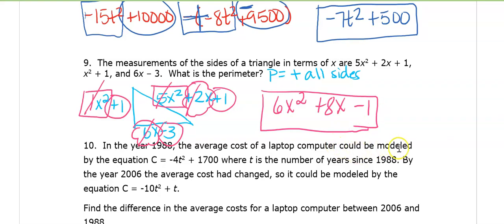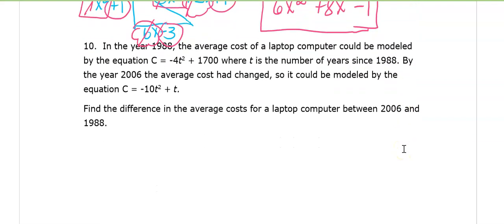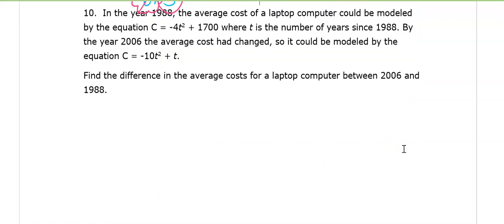We have one more problem, and it is similar to number 8, but I'm going to go ahead and work through it. It says, in the year 1988, the average cost of a laptop computer could be modeled by the equation C equals negative 4t squared plus 1,700, where t is the number of years since 1988. By the year 2006, the average cost had changed, so it could be modeled by the equation C equals negative 10t squared plus t. Find the difference in the average cost for a laptop computer between 2006 and 1988.